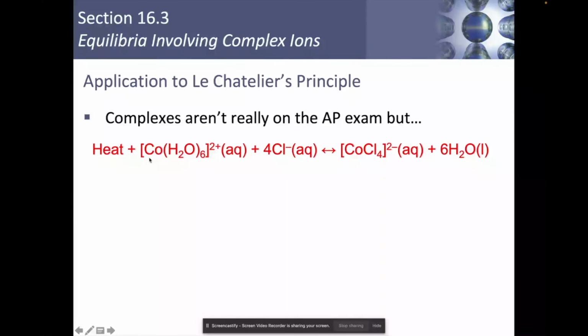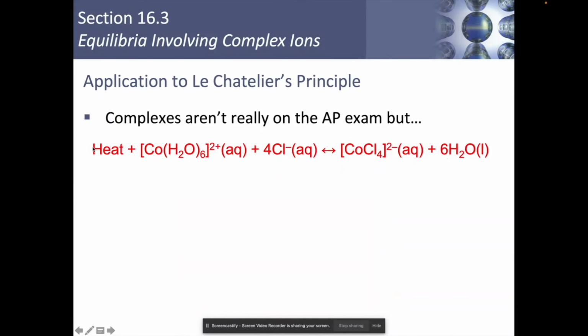So on the bright side, you don't have to know anything about complex ions, but these look like horrifying formulas. I like to show you at least some horrible complex formulas first, so that at the very least, you're not surprised if you see something that looks this bad. So we have heat plus this cobalt complex that's surrounded by water, plus 4 Cl minuses. And it's in equilibrium with this cobalt complex that has 4 Cls and water molecules on the opposite side.